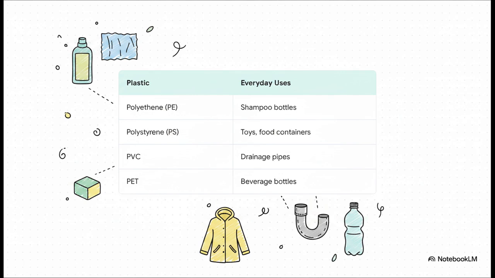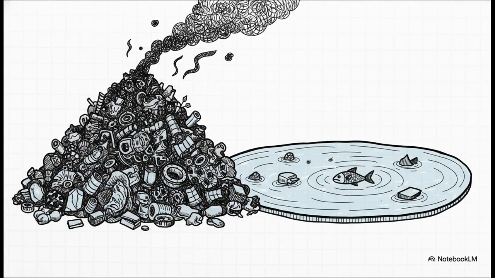Let's see how this builds into the stuff you touch every single day. You interact with these polymerized macromolecules constantly. Polyethylene, or PE, makes your shampoo bottles and cling film. Polystyrene, PS, makes toys and disposable food containers. Polyvinyl chloride, you almost certainly know it as PVC, makes tough drainage pipes and raincoats. Polyethylene terephthalate, PET, is exactly what your disposable beverage bottles are made of. These plastics are lightweight, cheap to produce, and incredibly, stubbornly durable. But unfortunately, that extreme durability is exactly the problem.